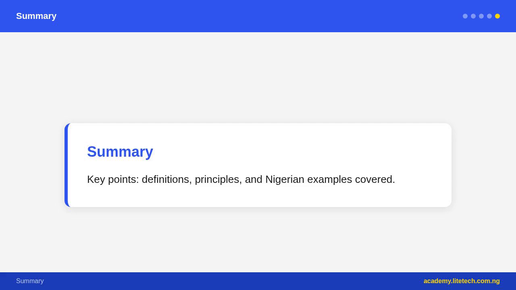Understanding gears and pulleys gives you insight into how machines work and how engineers design systems to multiply force and change speed. This knowledge is foundational for anyone pursuing careers in mechanical engineering, automobile technology, or industrial maintenance in Nigeria.